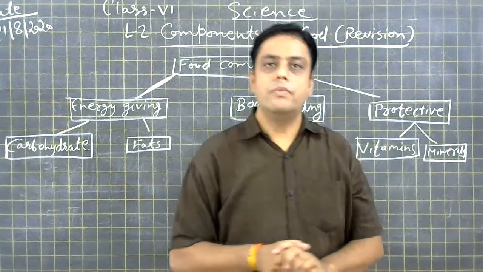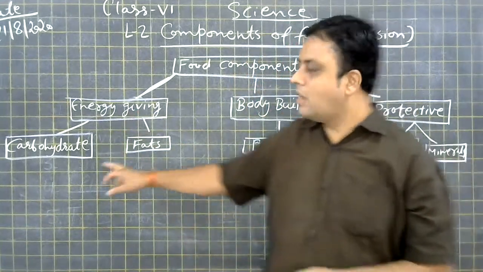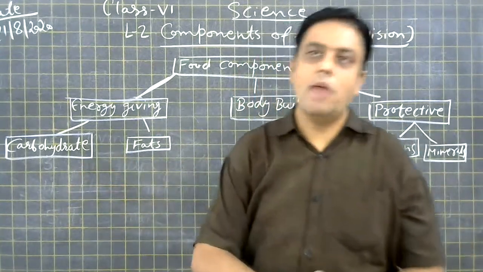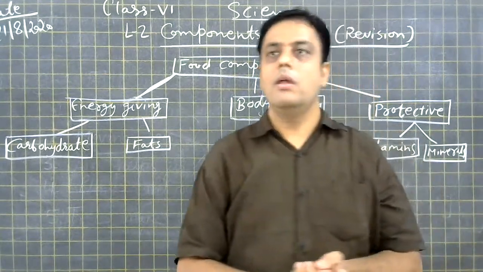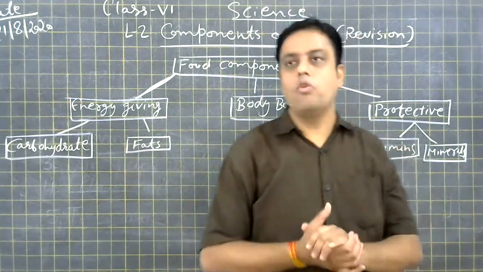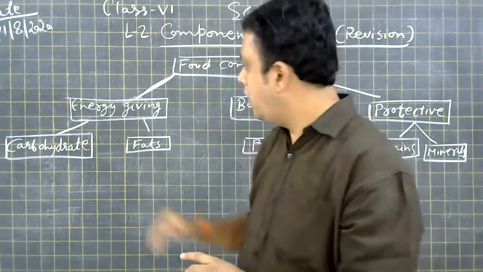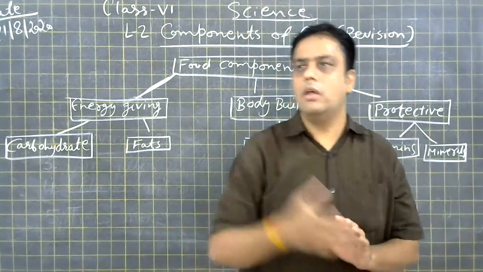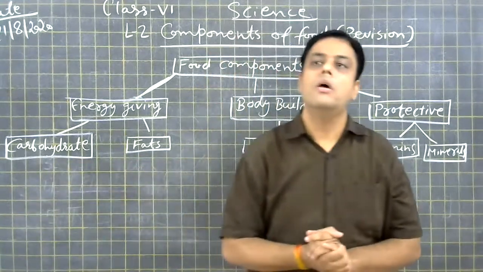So first one is energy giving nutrients. Energy giving nutrients are carbohydrates and fats. First, carbohydrate. What is the use of carbohydrate? It is an energy giving nutrient. We get energy from carbohydrate. There are so many food items. You can write here in your comment box the names of food items which are rich in carbohydrate. I am waiting.